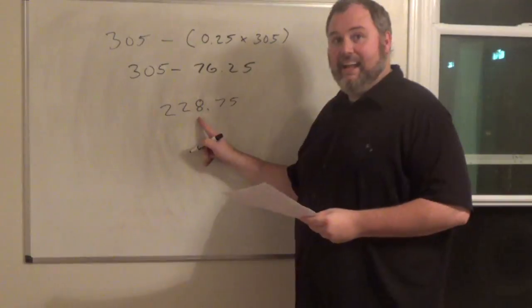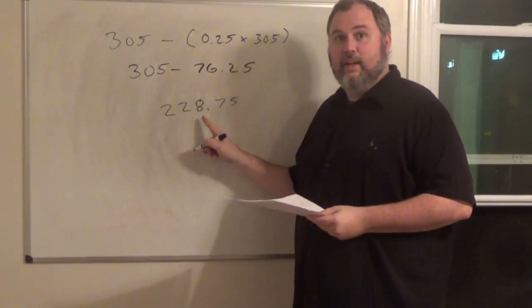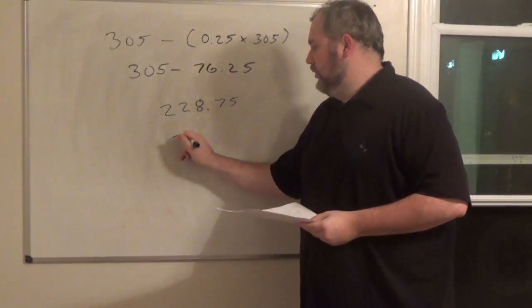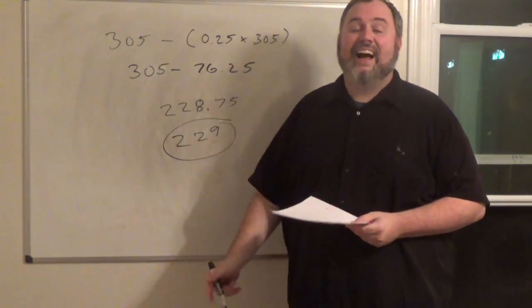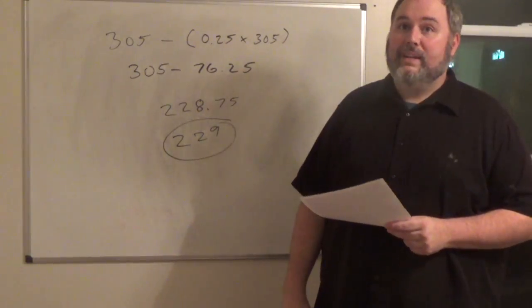Now, round to the nearest pound is what the problem says. So my pound is this 8. This 7 tells that 8 to go up. So I'm actually wanting to get to 229. That's what the doctor wants me to get to.